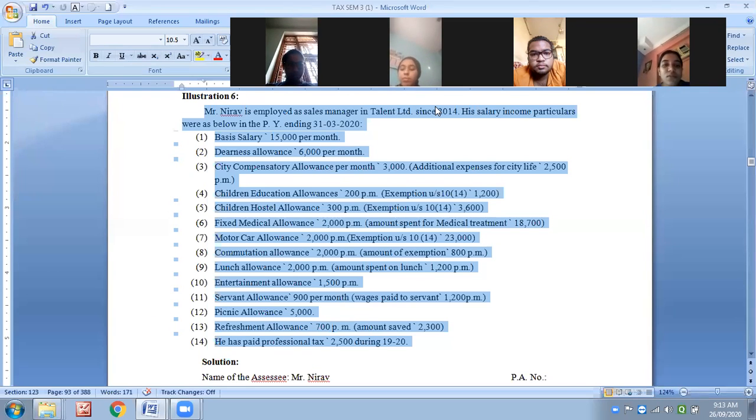Now, as we have a normal habit, whether it is financial accounting or cost accounting, we always do the marking. Similarly, here also I want your response. You have to just tell me whether it is taxable or not. If taxable, to what extent it will be taxable? If exempted, how much will be deducted, etc. So basic salary will be taxable or not? Basic salary 15,000, taxable or not?